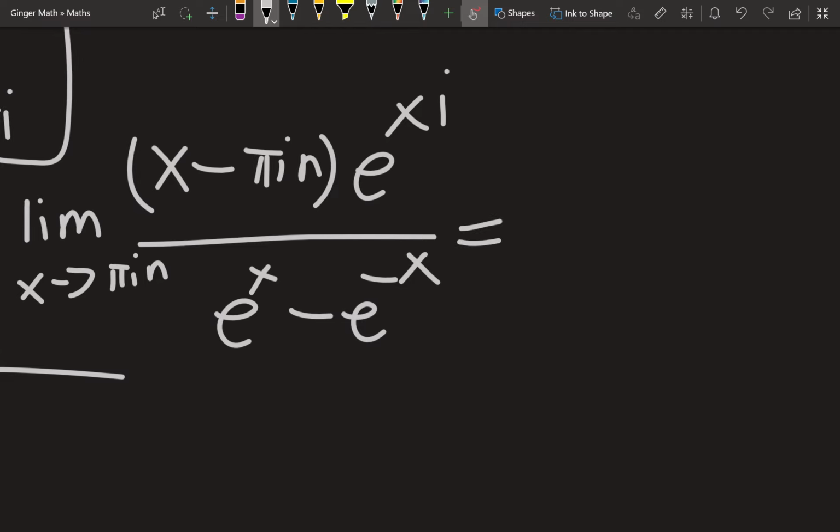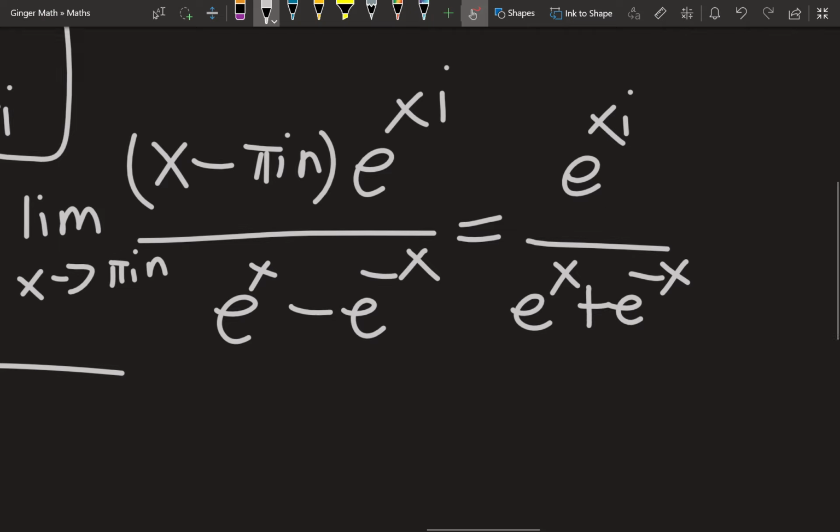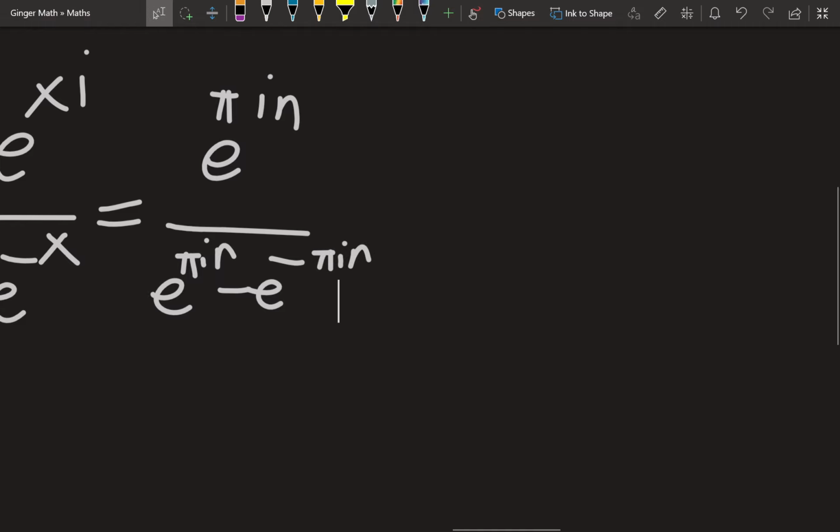Again, by L'Hopital's rule, we are just going to get e to the xi over e to the x plus e to the minus x. Just differentiating top and bottom. Don't forget about the product rule, but the other term of the product rule does just go to 0. And this is just going to be, these really should be pi n's, I'm sorry, pi i n. Pi i n minus pi i n. Okay. So what we're going to do now is take a look at this. And that should be a plus, I'm sorry.